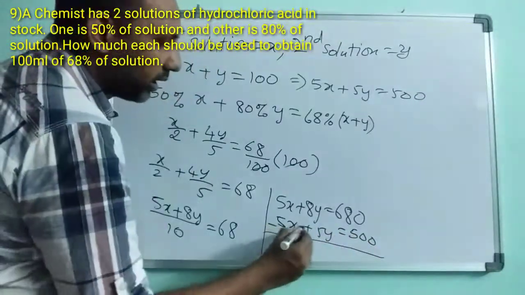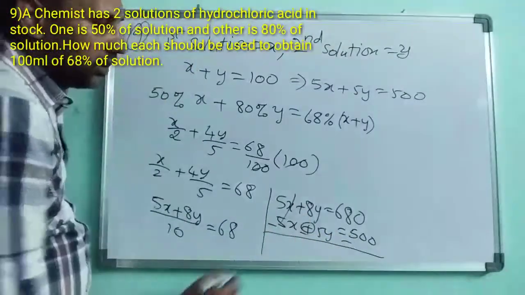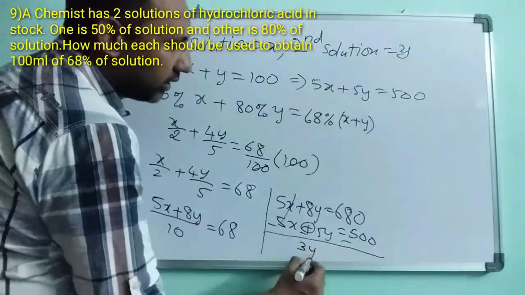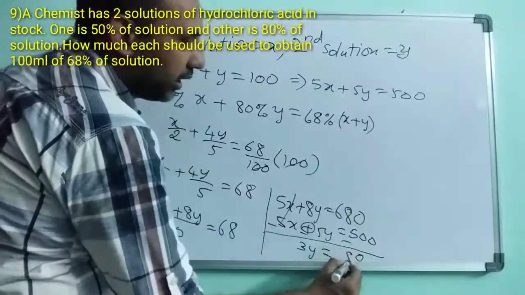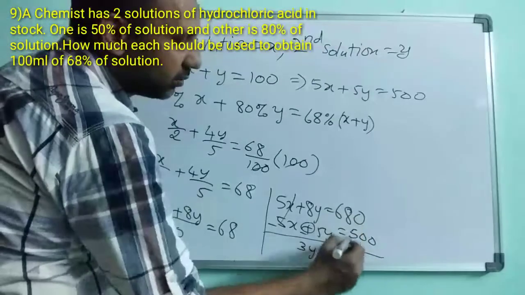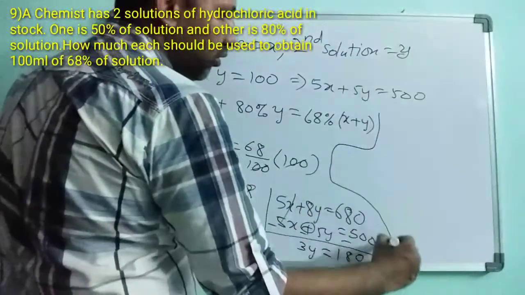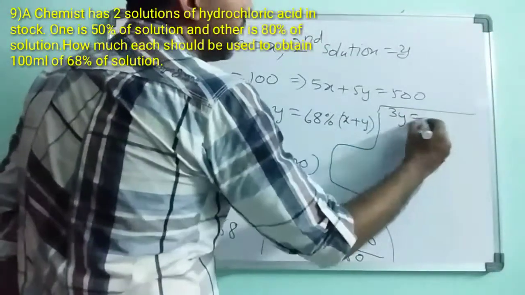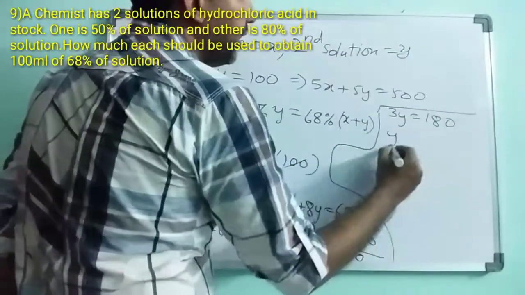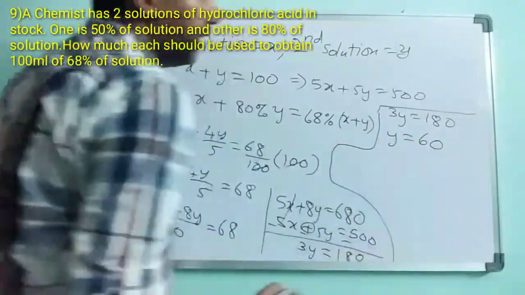So I am subtracting here. 5x cancels. 8 minus 5 is 3, so 3y. 680 minus 500 is 180. So 3y is equal to 180, that implies y is equal to 180 by 3, which is 60.